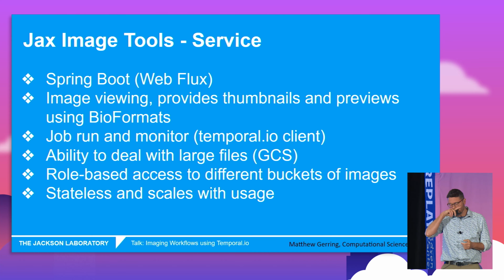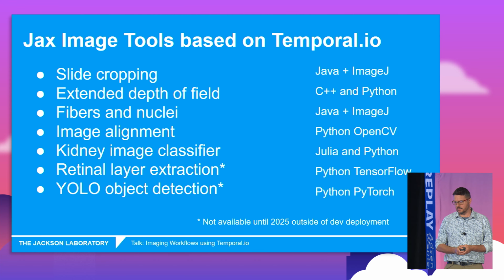And the other great thing about it is it's got role-based access. So if you've used S3, you can put users onto different buckets, and that gives us the ability for different research groups to have images in different buckets. Then we can just leverage that in the GUI by showing the buckets as folders, and they can only see the images that are part of their group. So that gives us some basic role-based access. And it's a microservice, and it's stateless and scales in Kubernetes.